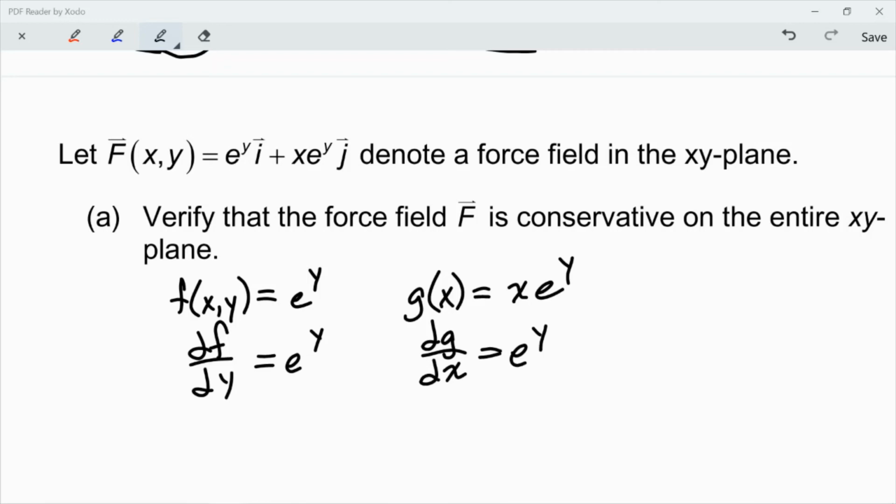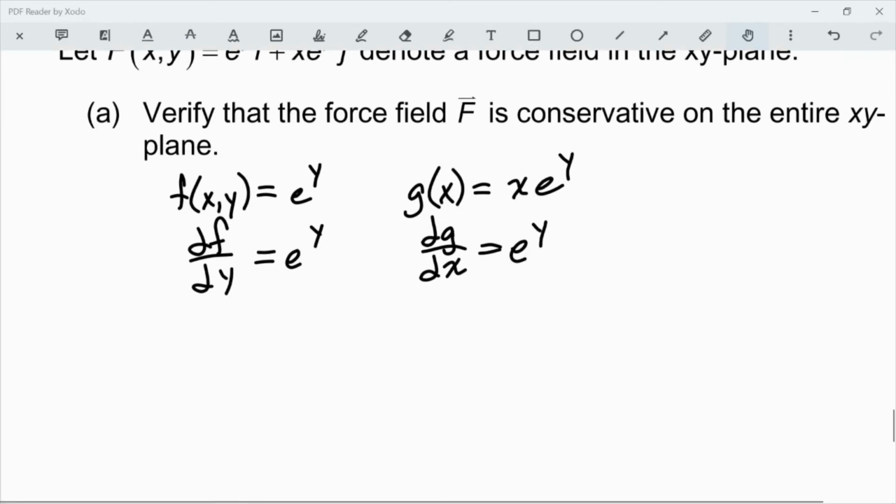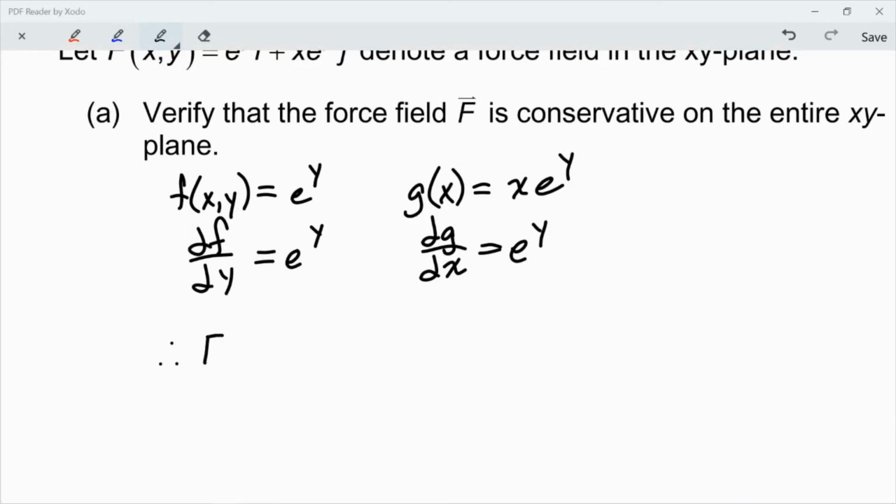So usually you can kind of check that in your head. This one, they wanted us to actually show it. So we have verified this. So we can say, therefore, our vector field is conservative for all points in the xy plane.